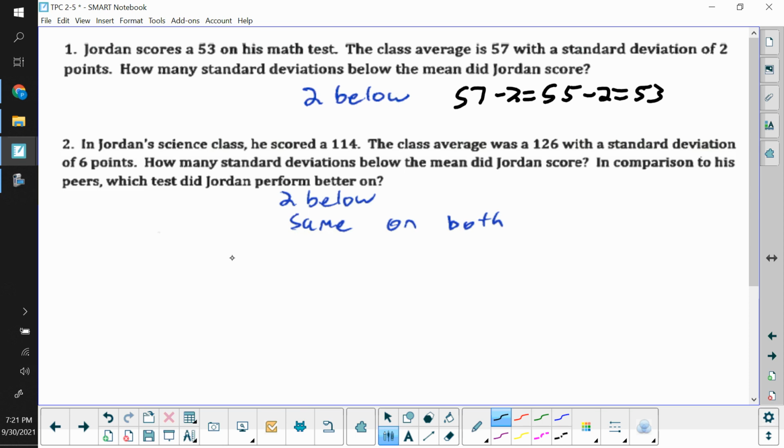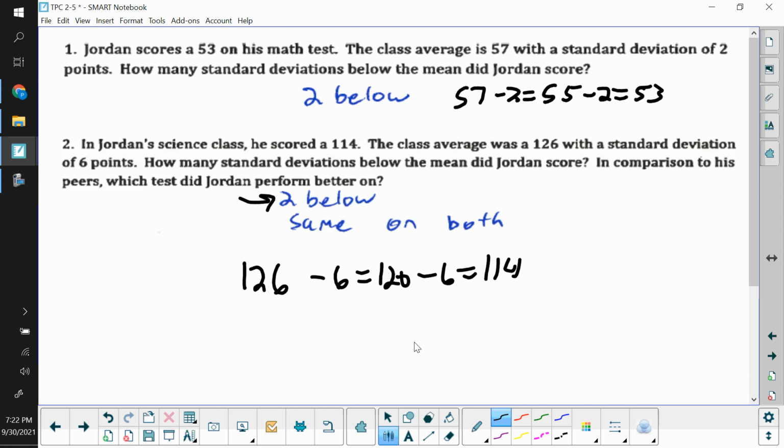In science class, he scored a 114. The class average was 126. How many standard deviations below the mean was he if he was 114? Well, subtract 6 once, you get 120. Subtract 6 again, you get 114. So he was 2 standard deviations below. So in comparison, how did he score in relation to his peers? Well, he actually did the same on both, because he was the same number of standard deviations below.